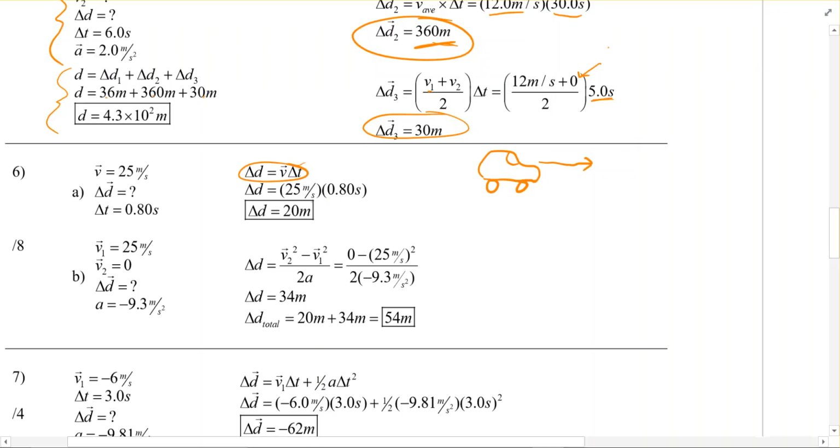So that's just going to be 25 meters per second times 0.8 seconds. Our distance is 20 meters that they're going to travel, that she's going to travel before she hits the brakes.